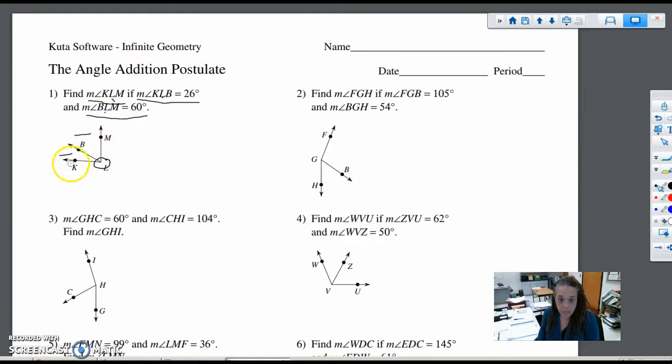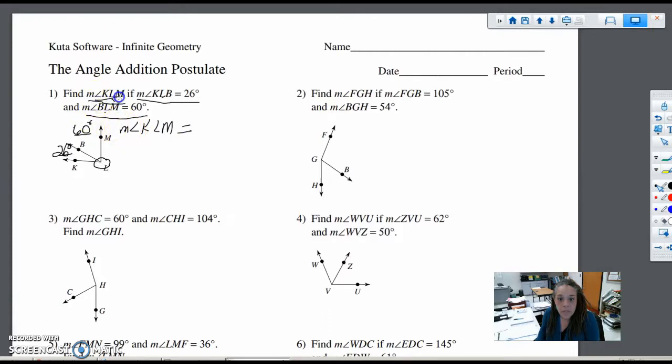So the first one says KLM, and that's the whole one that they want us to find. KLB is this first angle, and the measure given is 26 degrees. And over here, BLM, so it goes from B to L to M, is 60 degrees. So the first thing I want to do is go ahead and mark those 2 parts. They're telling me to find the measure of angle KLM.